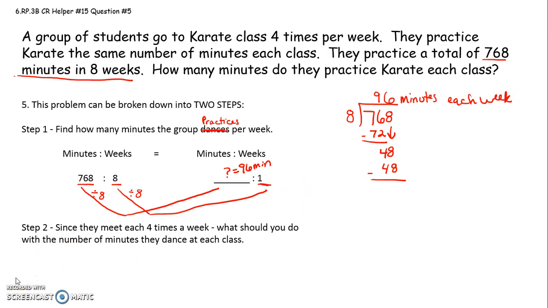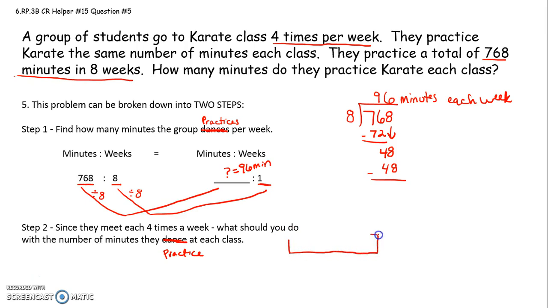And once you know how many minutes they practice each week, you look back and you say, okay, they practice 4 times per week. What should you do with the number of minutes they practice at each class? Okay, we know they practice 96 minutes each week, and they will practice 4 times per week. And then what do we have to do to figure out the number of minutes they practice each class?